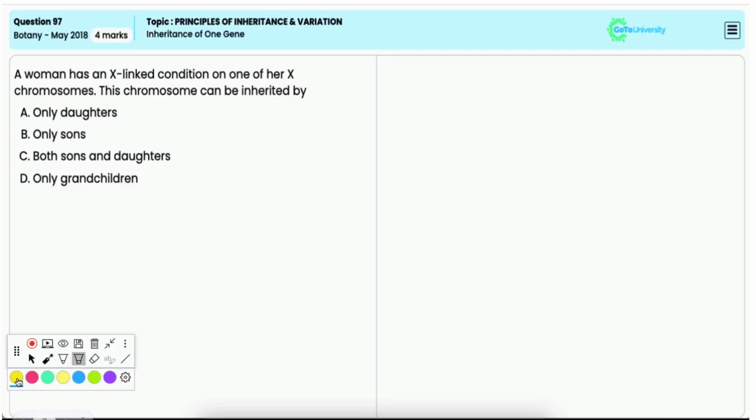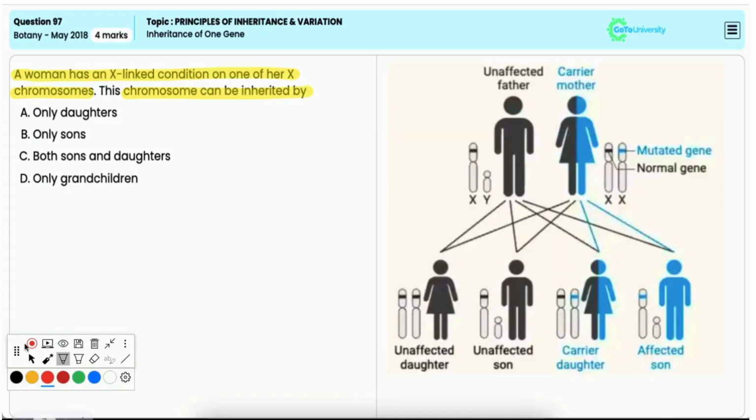In this question, it is given that a woman has an X-linked condition on one of her chromosomes. So this chromosome can be inherited by option A, only daughters. It is incorrect because if the woman carries an X-linked condition on one of her chromosomes, she can pass it to both sons and daughters and not just daughters.